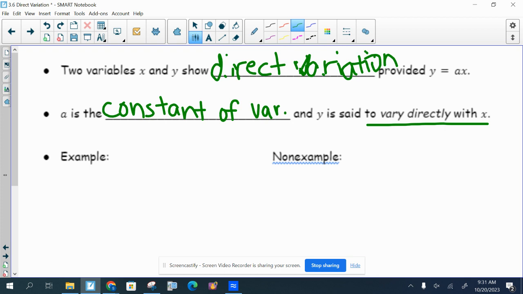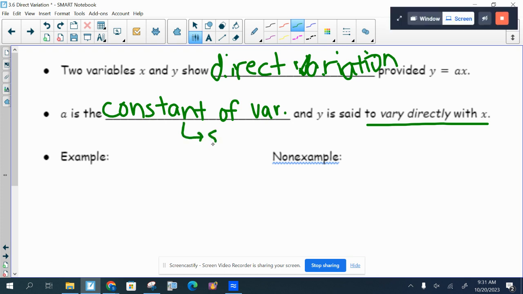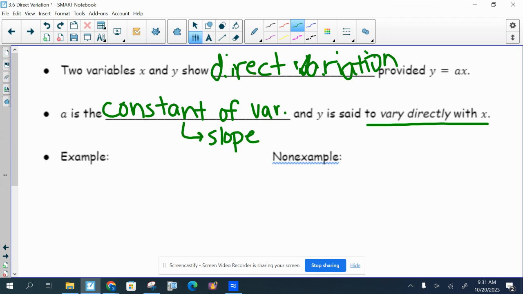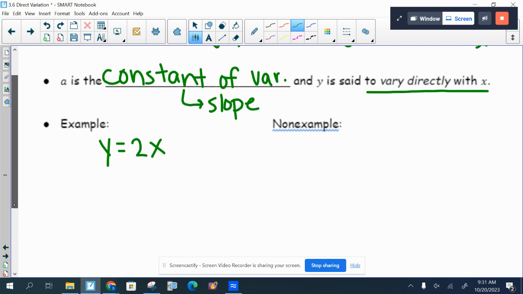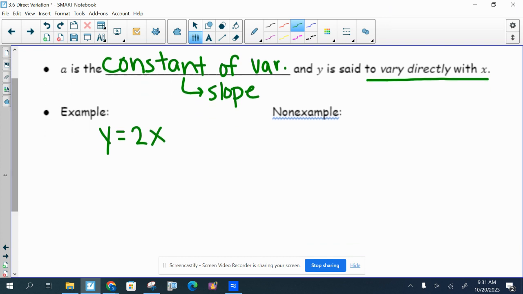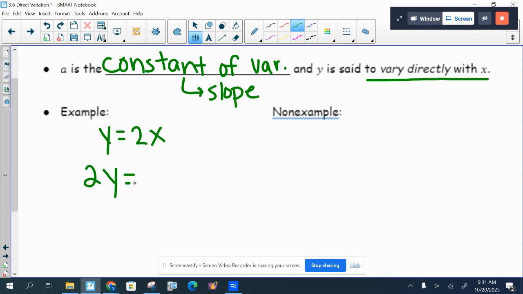We can also think of the constant of variation as the slope. When we look at it in the context of a graph, we're really just looking at what the slope is. But since there's no plus a number, it's just plus 0. Well, actually, we'll get to that later. So here's an example: y = 2x. Or even, somebody tried to say this was a non-example in the last class, 2y = x.